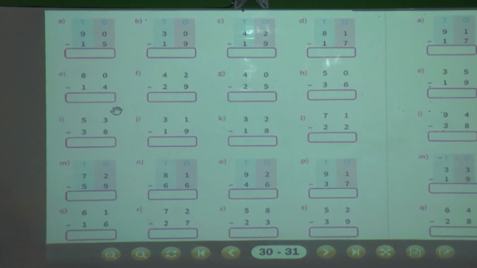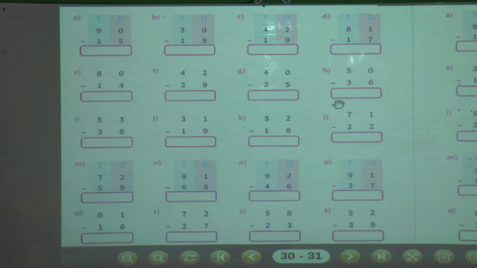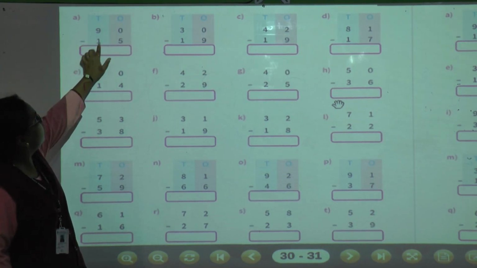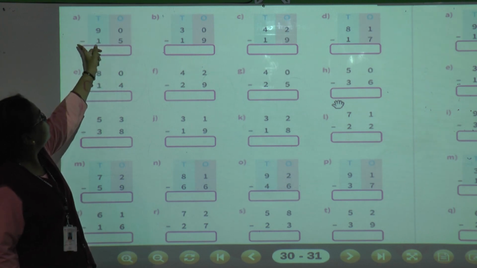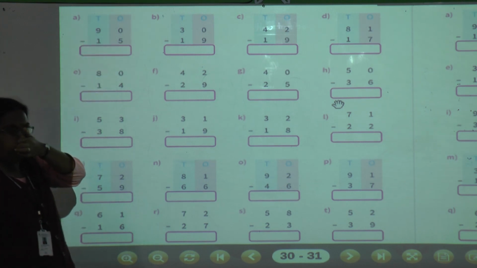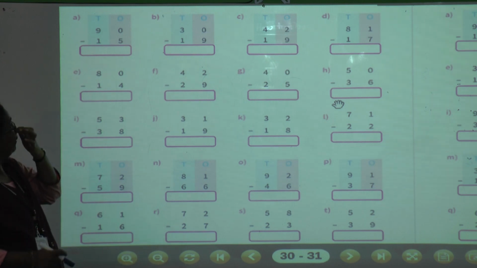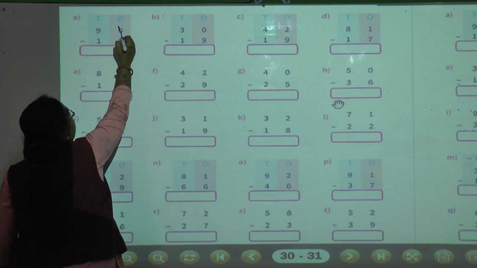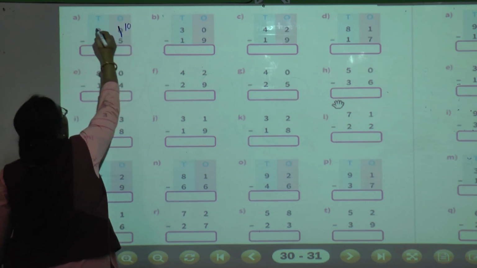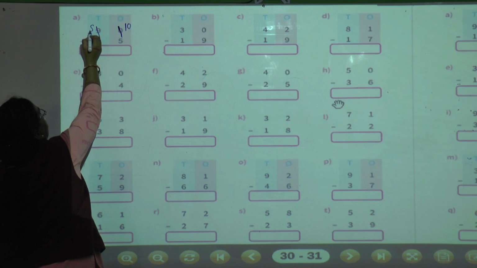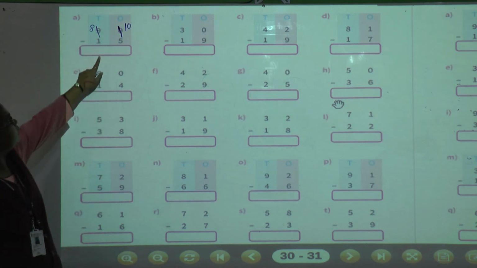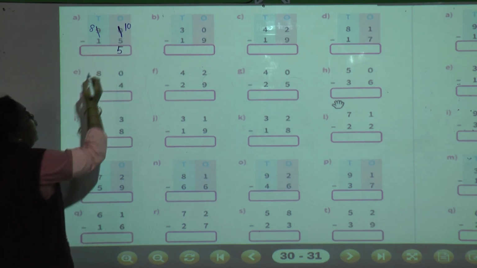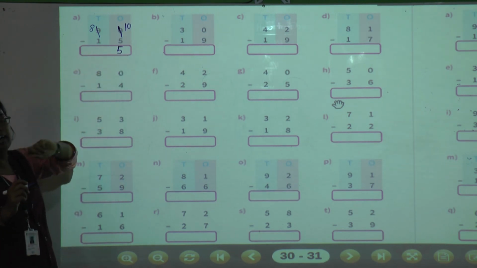Now see here, first one, 9 minus 1. Tens is 9 tens minus 1, and ones is 0 minus 5. Now from 5, it will go what? No, it will not go. So what will you do here? For 0 you will put 10, and for 9 you will put 8. In this way, 10 minus 5 is 5 and 8 minus 1 is 8 fingers.